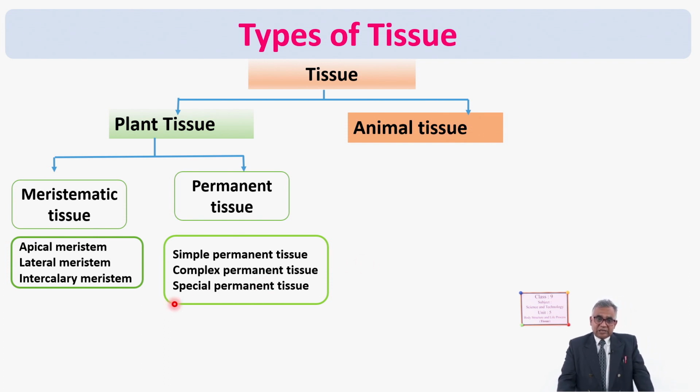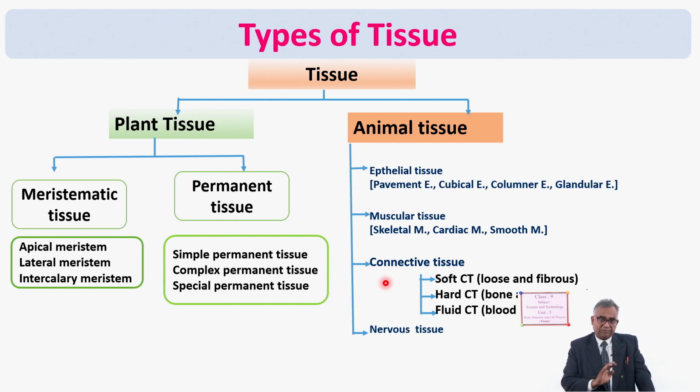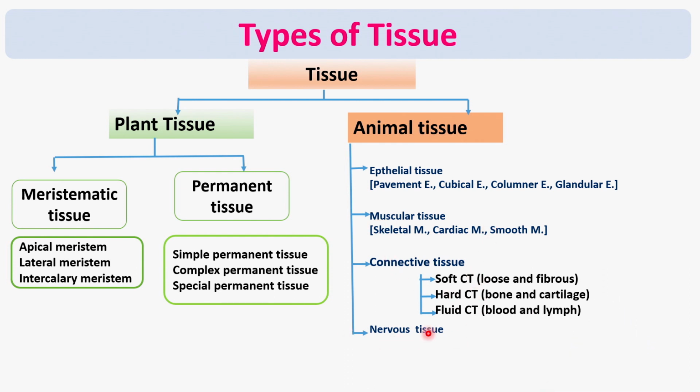And then special permanent tissue are also of two types. They are glandular and lactiferous. So here these terms are not given. Later we will read about them. Okay. Only main types are mentioned here. Animal tissue is divided into four major types. They are epithelial tissue, muscular tissue, connective tissue, and nervous tissue. And their subtypes are also mentioned here. Later we will discuss, because our today's topic is only plant tissue. So you have to concentrate on these plant tissues only.